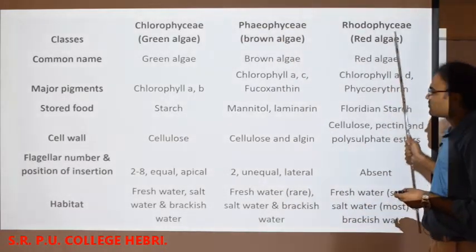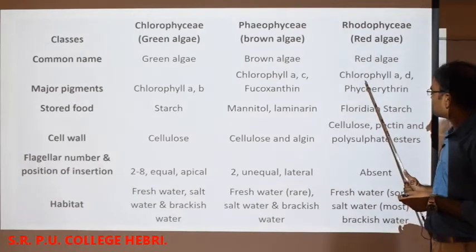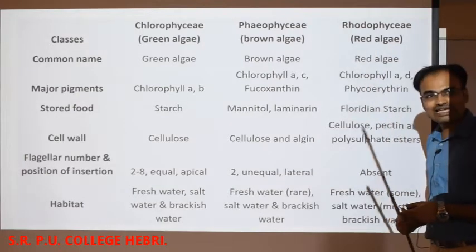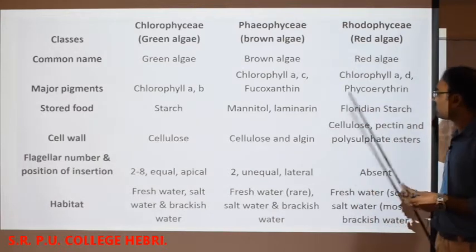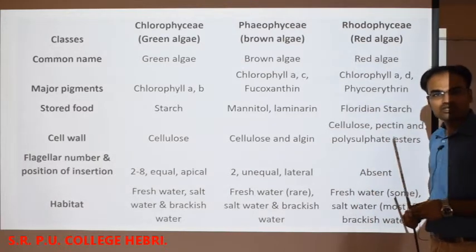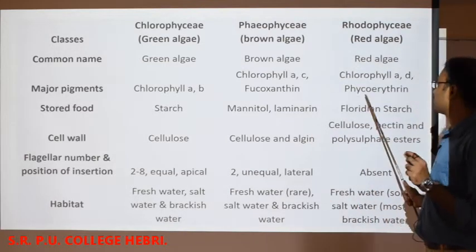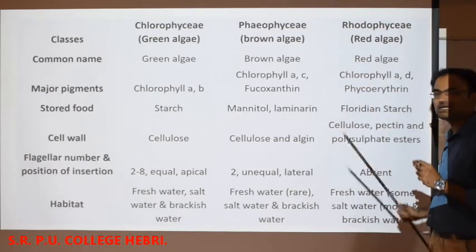Next one, Rhodophyceae. The major pigments present are chlorophyll A, chlorophyll D, as well as the important one, phycoerythrin. So the major pigment is phycoerythrin, but along with that chlorophyll A and D are also present.